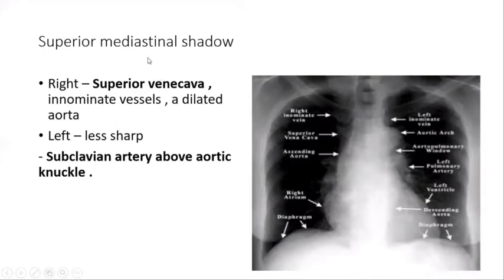Now, superior mediastinal shadow. This is very important to localize above the heart. The great vessels which arise from the heart lie in the superior mediastinum. Just keep in mind the arch of the aorta, the superior vena cava and the subclavian artery, which form the shadow on the superior mediastinum. Don't get mixed up with the other structures.